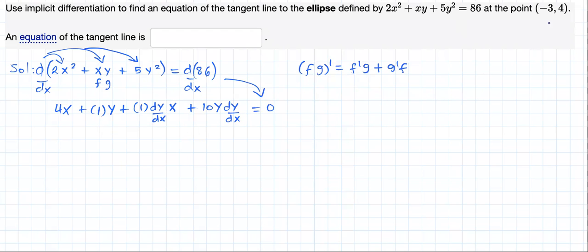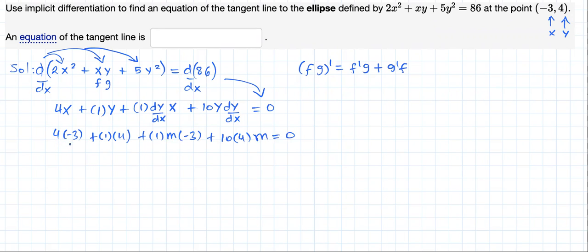Now, remember, we are looking at the equation of the tangent line at this particular point. So let's take full advantage of it. We can just replace x with -3 and y with 4, right? Good. And this dy/dx is the slope of the tangent line. I'm going to represent it with the letter m. x is -3, y is 4, dy/dx is m, all equal to 0.